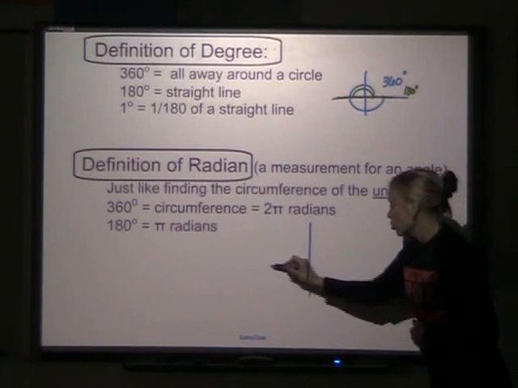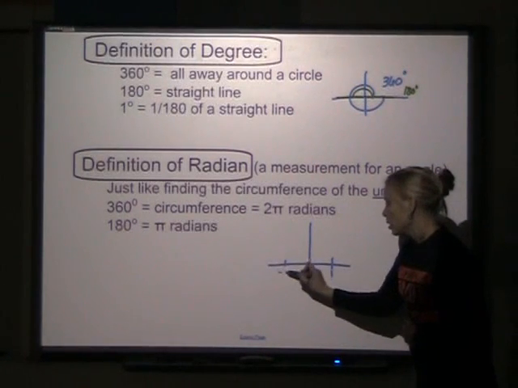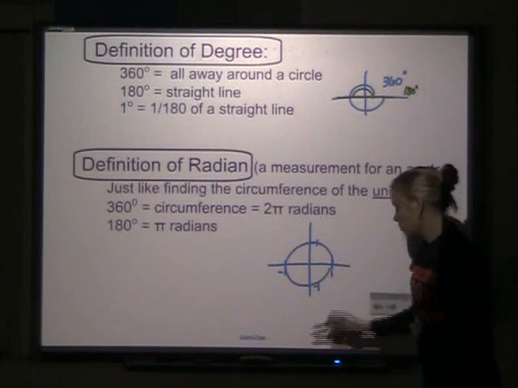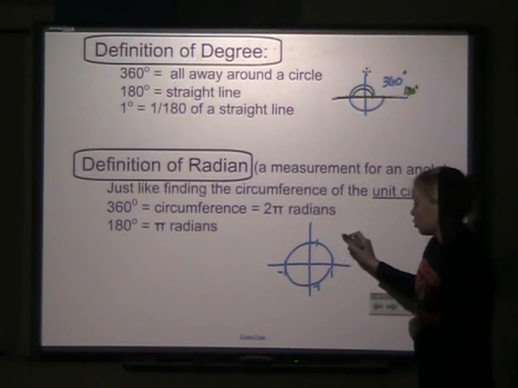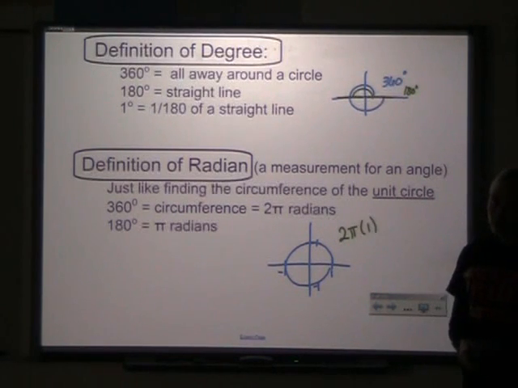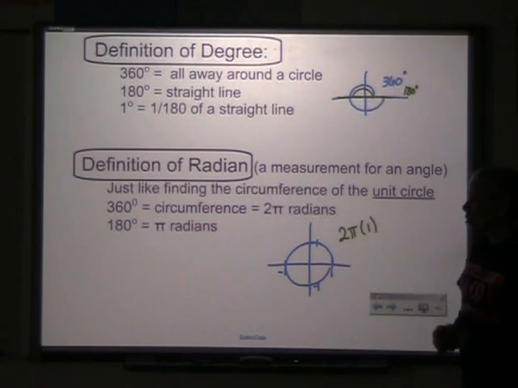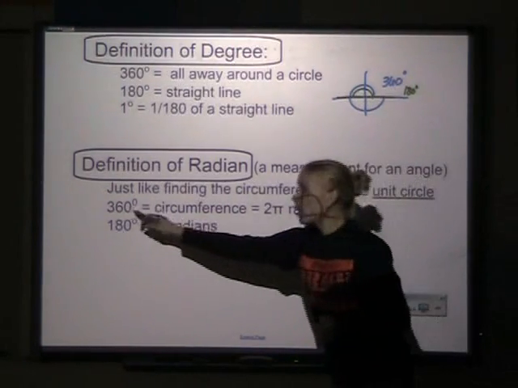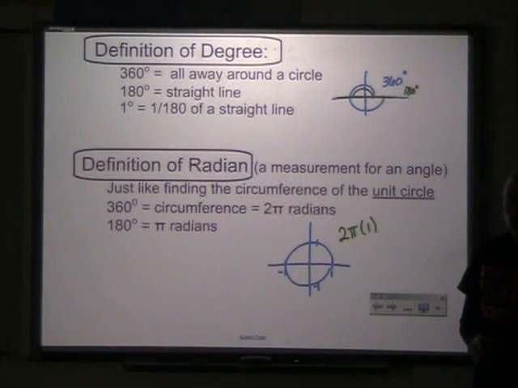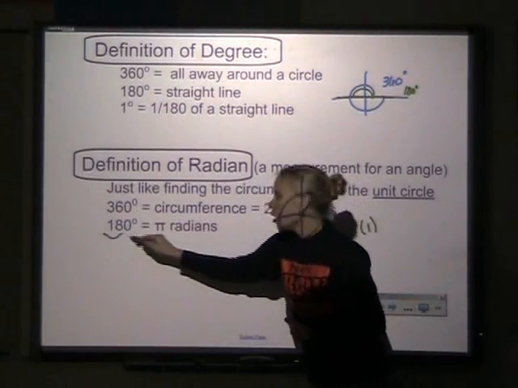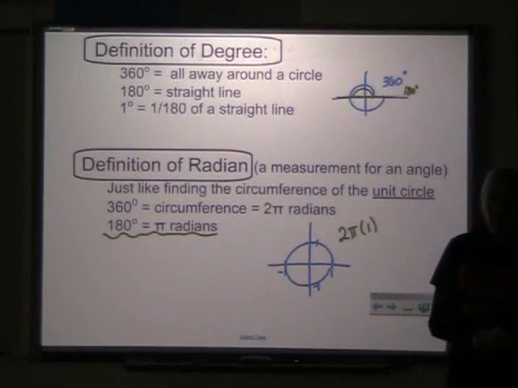So if I'm finding the circumference on the unit circle, the circumference would be 2 pi r, which is 1 on the unit circle. So the definition of a radian is 2 pi radians is the same thing, again, all the way around as 360 degrees. That ratio can be simplified to 180 degrees equals pi radians.